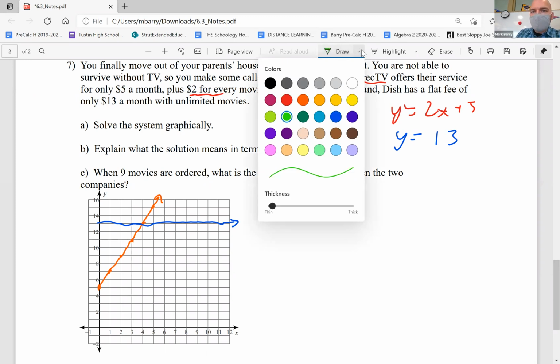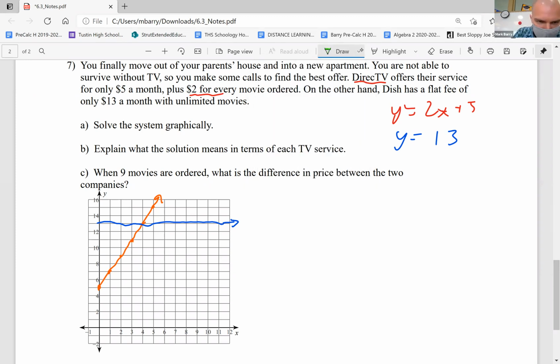So we do see we have an intersection point here. We have a solution. And that solution would be (4, 13). So explain what the solution means in terms of the TV service.